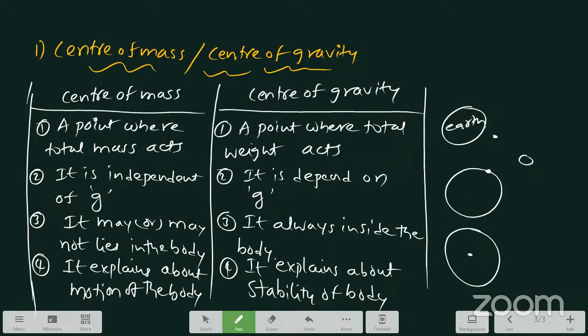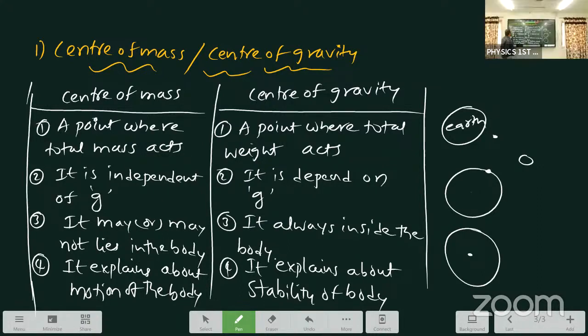Now say center of mass and center of gravity means total 4 points. For VSAQ, focus on 2 points. For SAQ, focus on 4 points. First, a point where total mass of the system acts, a point where total weight of the system acts. Independent of G, depends on G. This point is very simple. What I wrote on the board: may or may not lie inside the body, always inside the body.